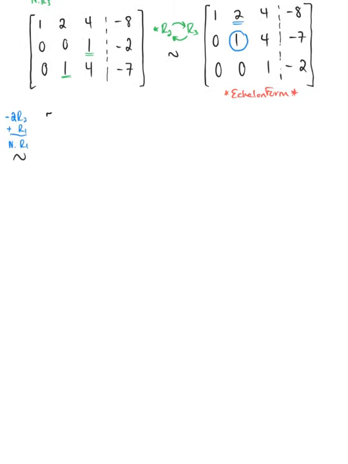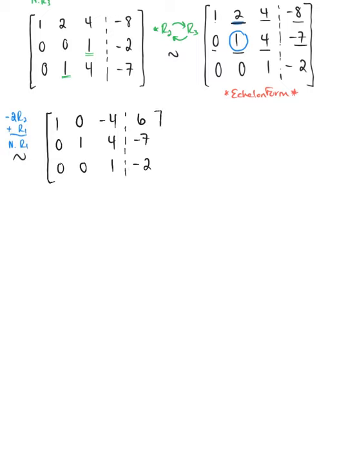So we have 0 plus 1 is 1. You have -2 plus 2 is 0. We have -8 plus 4 is -4. And then we have 14 minus 8, which leaves us with 6. And then the other two rows remain as they are: 0, 1, 4, minus 7, and 0, 0, 1, -2. Beautiful. So now our first column and our second column are good to go.